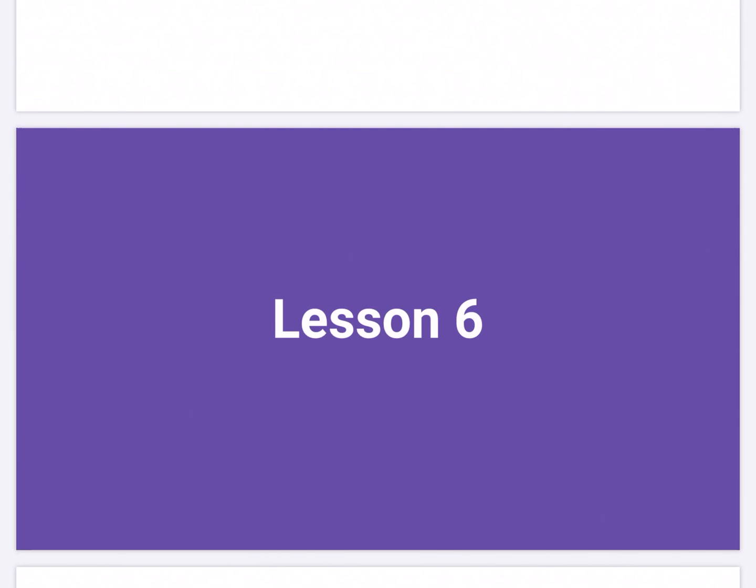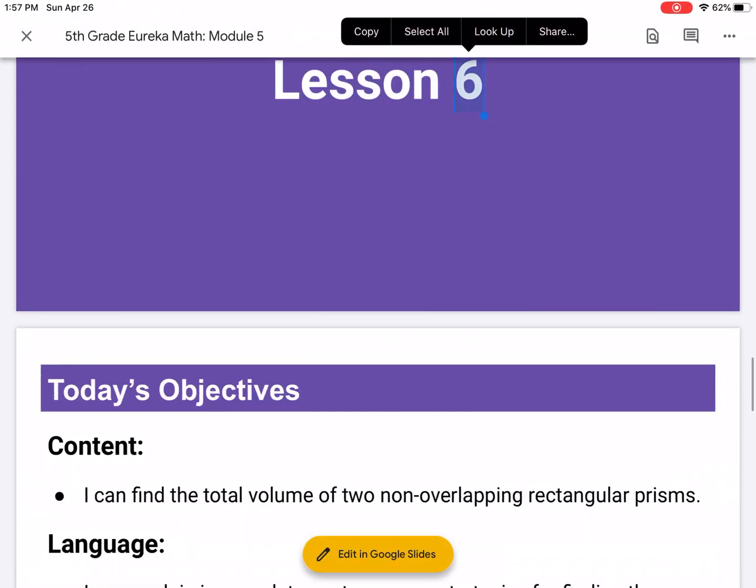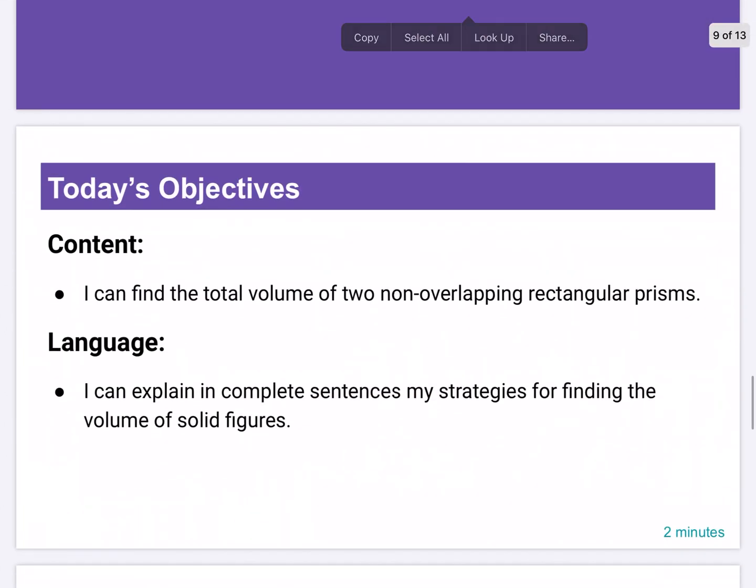Today we're doing Eureka Math Module 5, Lesson 6. Our objectives today: the content objective is I can find the total volume of two non-overlapping rectangular prisms, and the language objective is I can explain in complete sentences my strategies for finding the volume of solid figures.